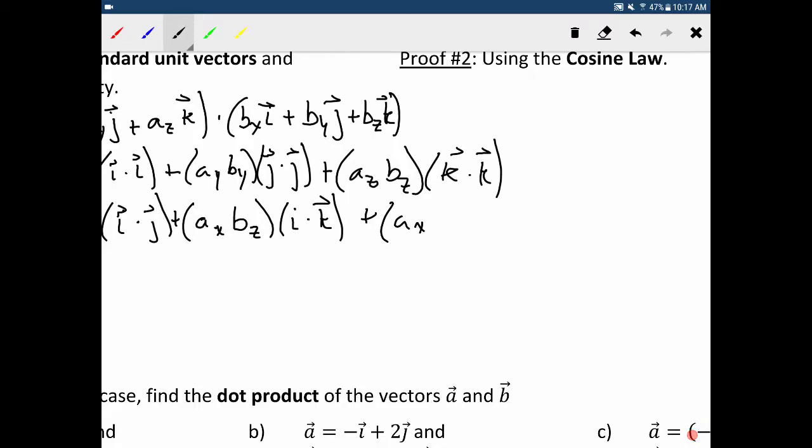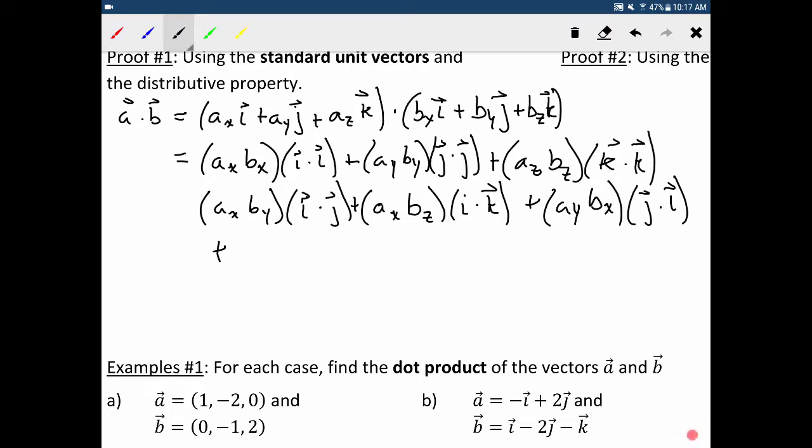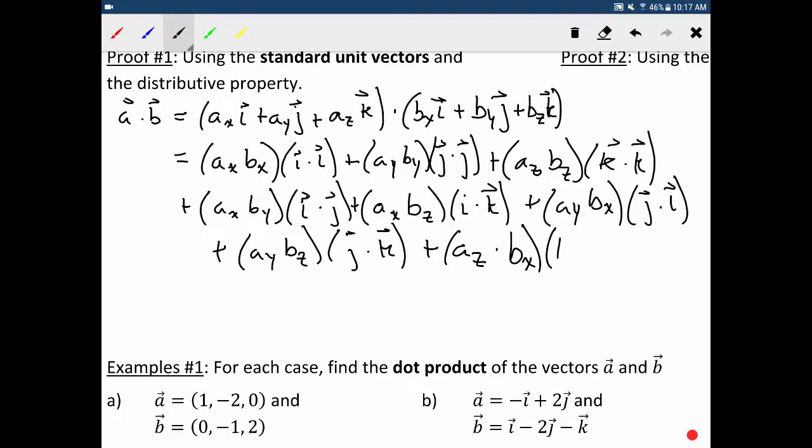So AX, whoops, nope, that's not right. Sorry, so we want AY now, times BX, I missed that one, so that would be J dot I. I'm just going to go under here, plus, I missed a plus here, AY times BZ times J dot K. Plus, what have I got left? I've got AZ times BX, which is K dot I.